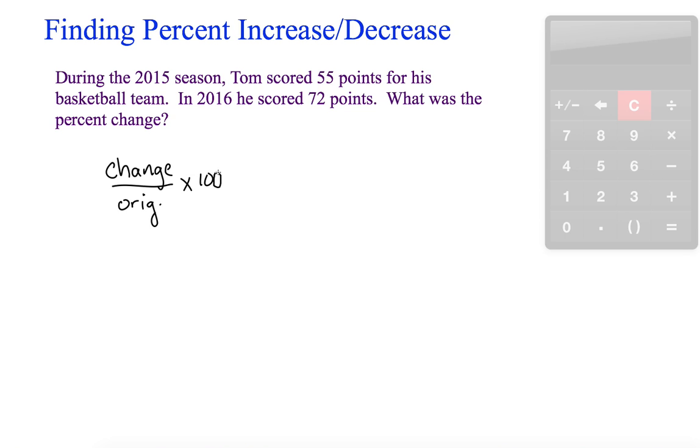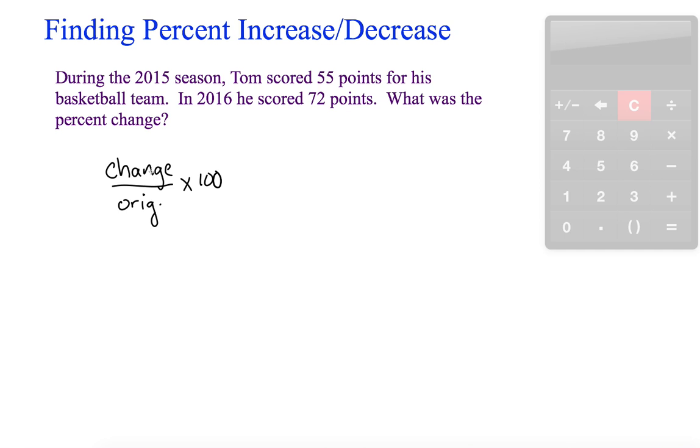Now, that might not make sense yet, but let's try to make it make sense. So, we have this problem here. It says, during the 2015 season, Tom scored 55 points for his basketball team. In 2016, he scored 72 points. What was the percent change? So obviously the percent change would be an increase in this case because he went from 55 to 72 points.